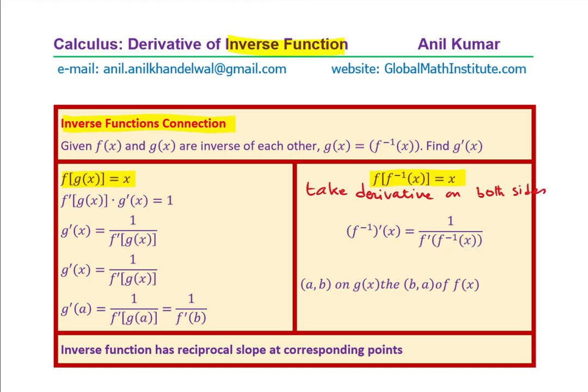And what does it really mean? If I have a point (a, b) on g of x, then (b, a) will be on f of x, right? So we are saying that at any particular point, the derivative at a on the inverse function will be 1 over the derivative at b on the other function, if a, b are the coordinate points. You get the idea? That is what the inverse derivative is. Each value becomes the reciprocal of the other, right?